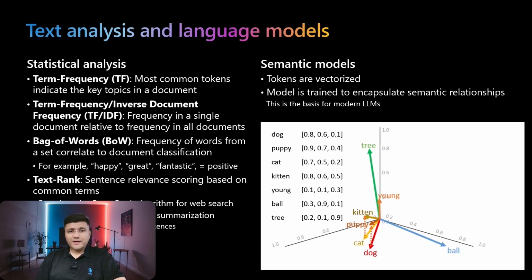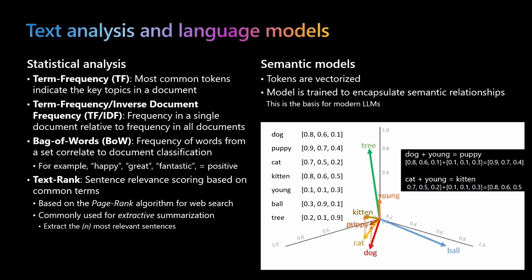How is it processing? If that is your question, see the screen right now, where I'm showing you one simple calculation. I have the vector of dog, and a younger dog is a puppy. There's a word young, which has values like 0.1, 0.1, and 0.3. When I do dog plus young, it's going to make puppy, which is 0.9, 0.7, and 0.4. In the same way, you can do cat plus young, which is a kitten, a younger cat. And then you're getting vector associations with this.